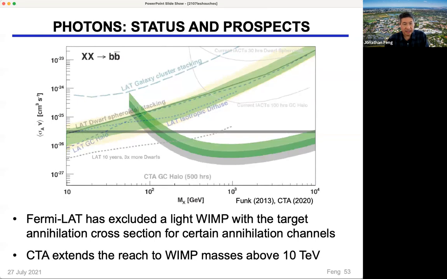And then CTA, when it comes in, will be able to probe regions way up here for dark matter that's in, say, the 100 to 10,000 GeV range. And we'll be able to probe them at this target cross-section. So it's extremely interesting if, say, dark matter is at the TeV mass scale.